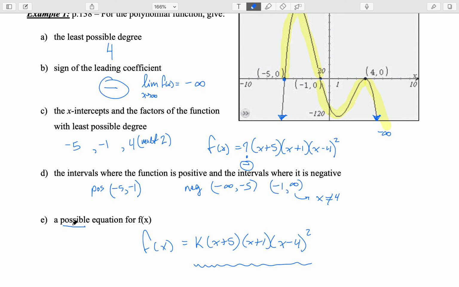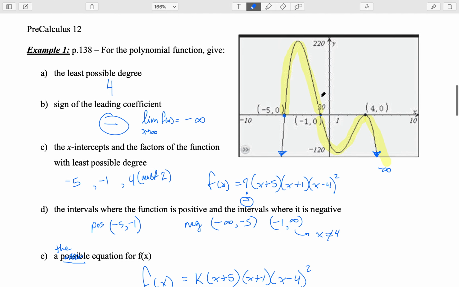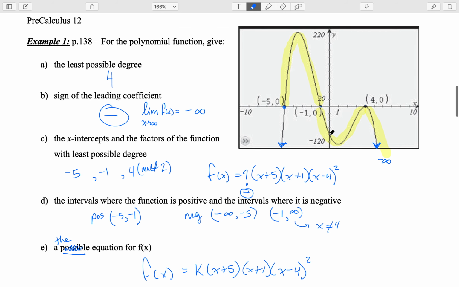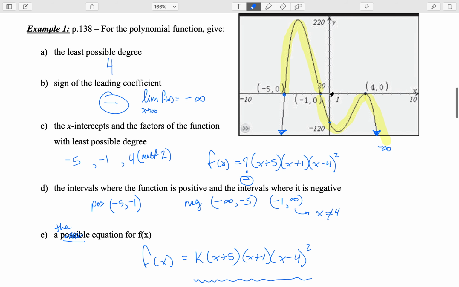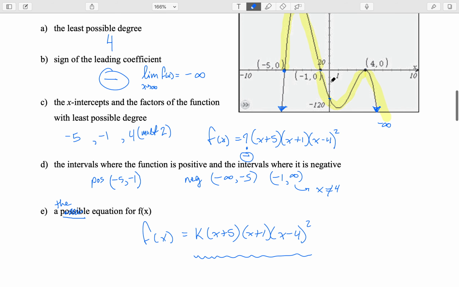Now, if it actually says give the equation, not a possibility, but the actual one, then they want you to figure out k. And that's where you need to know another x and y point. Not that one, not that one, that one. The easiest thing to do is look for the y-intercept. What is the y-intercept? Well, it's not very well defined on this graph.